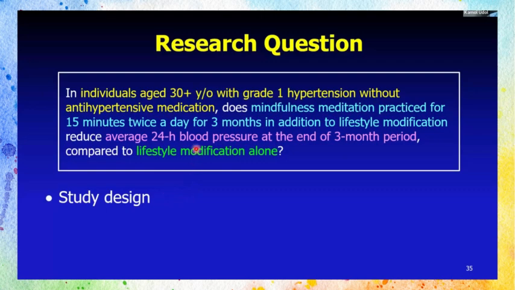From this question, you can define the eligibility criteria of subjects. Which subjects you will enroll into your study. You need people aged 30 years or older with grade 1 hypertension. And there is a definition for grade 1 hypertension, with systolic blood pressure between 140 and 160, and diastolic between 90 and 100. So this is grade 1 hypertension. Who doesn't take any medication yet. So this is the main eligibility criteria for your study.